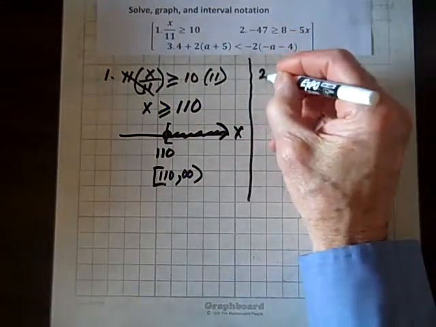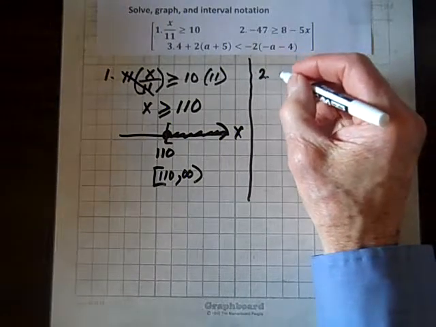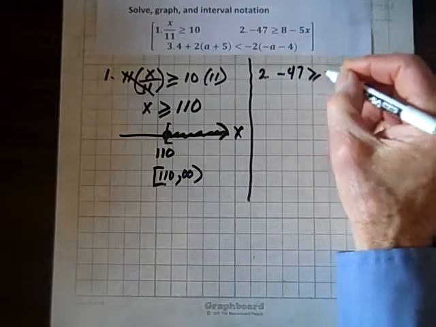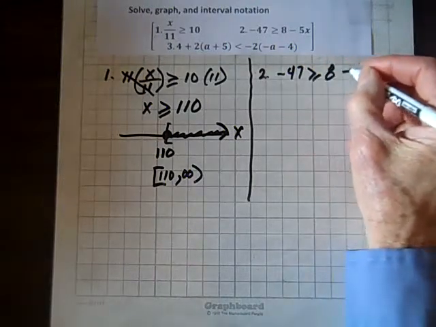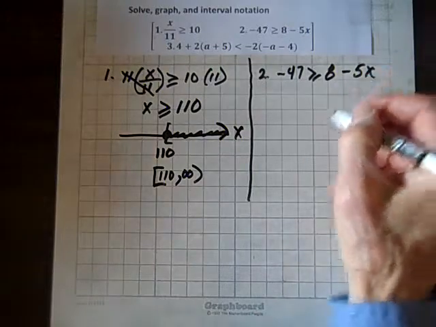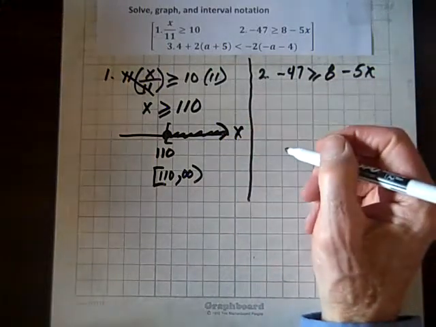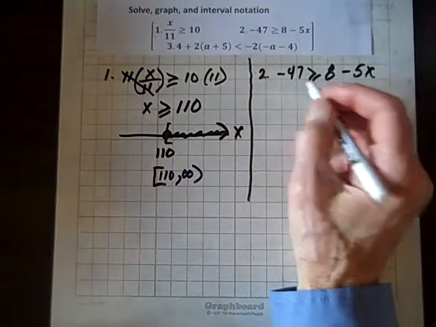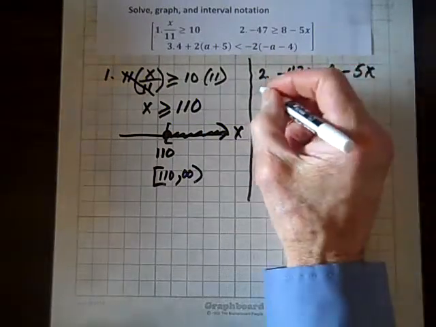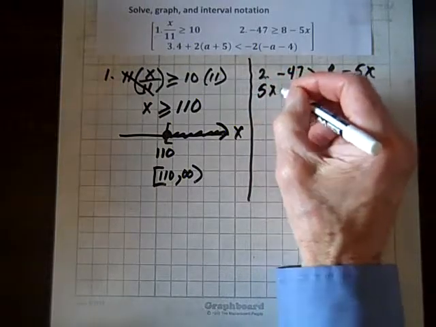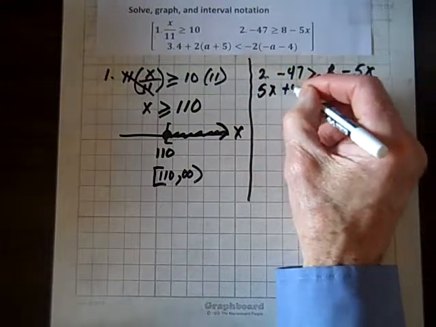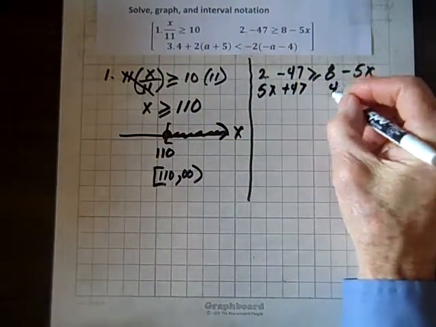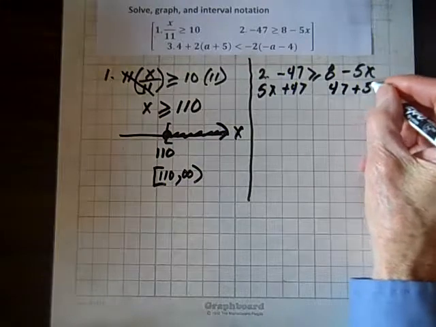We'll do number 2. And so minus 47 is greater than or equal to 8 minus 5x. So we need to get all the x's on the left, everything else on the right. So I'll tell you what. We've got to get rid of this negative 47. Let's add 5x to both sides and 47 to both sides.